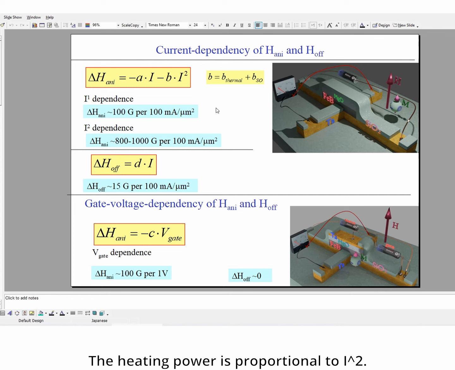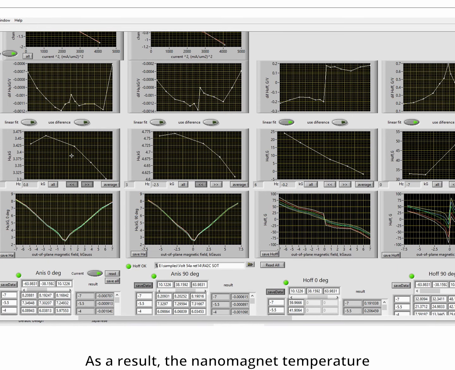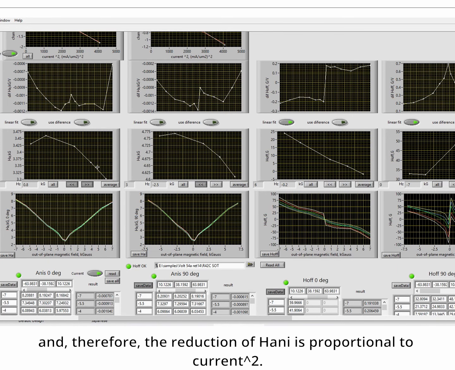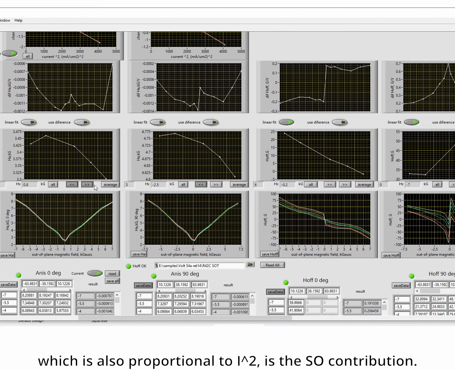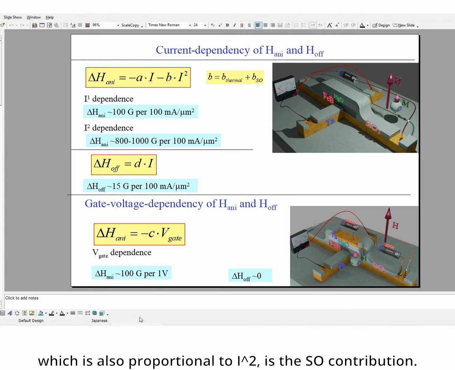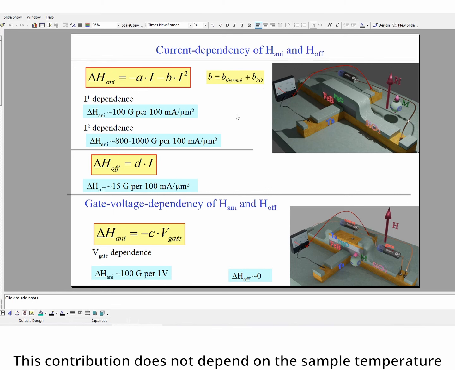The heating power is proportional to current square. As a result, the nanomagnet temperature, and therefore the reduction of anisotropic field, is proportional to current square, like you see. Another contribution to the change of anisotropic field, which is also proportional to I square, is a spin-orbit contribution.